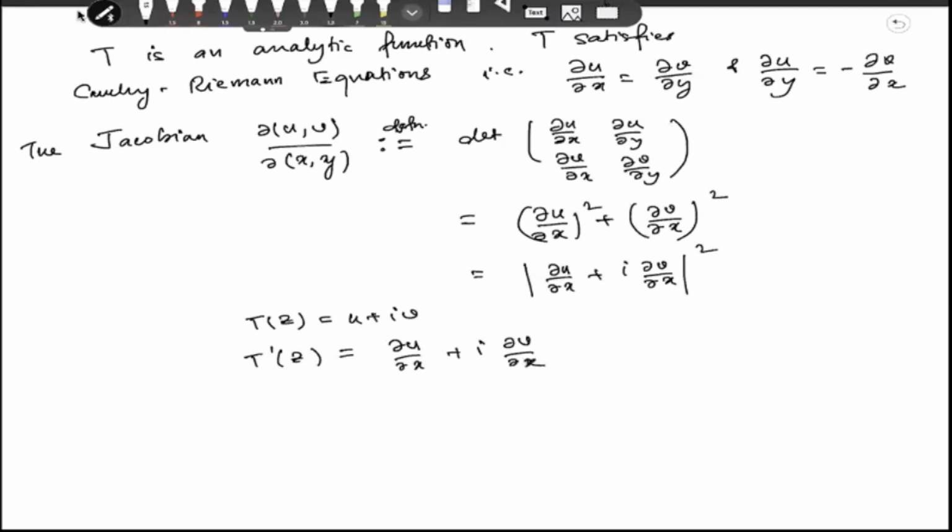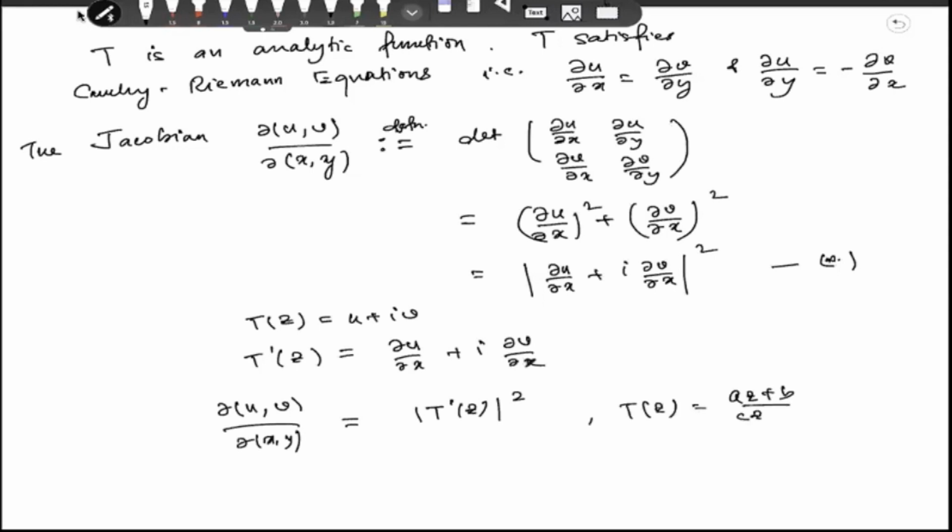Therefore, from this equation star, we get that the Jacobian is equal to the modulus of T prime of z, squared. Also, T(z) is equal to (az plus b) by (cz plus d). Now if you compute this T prime of z, what will it be?